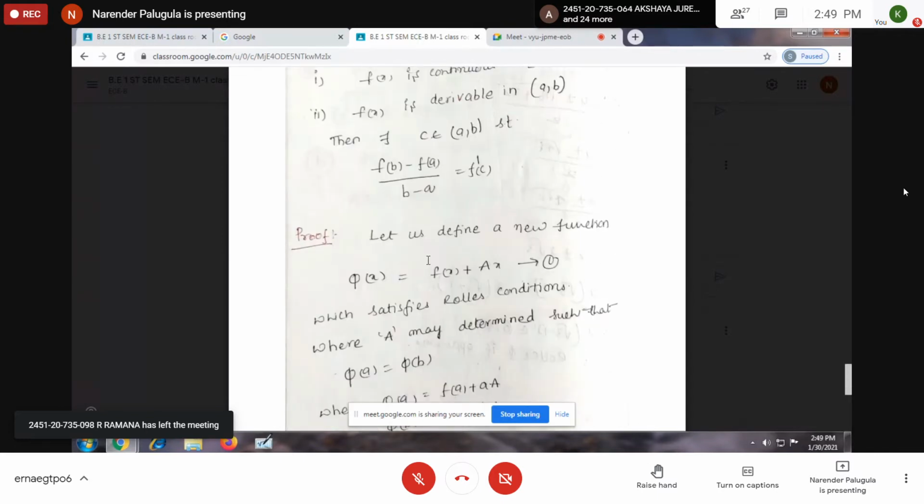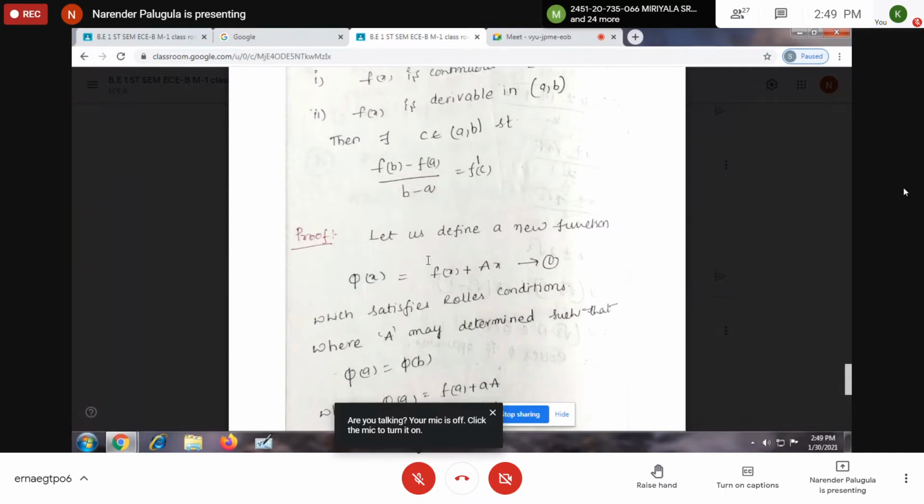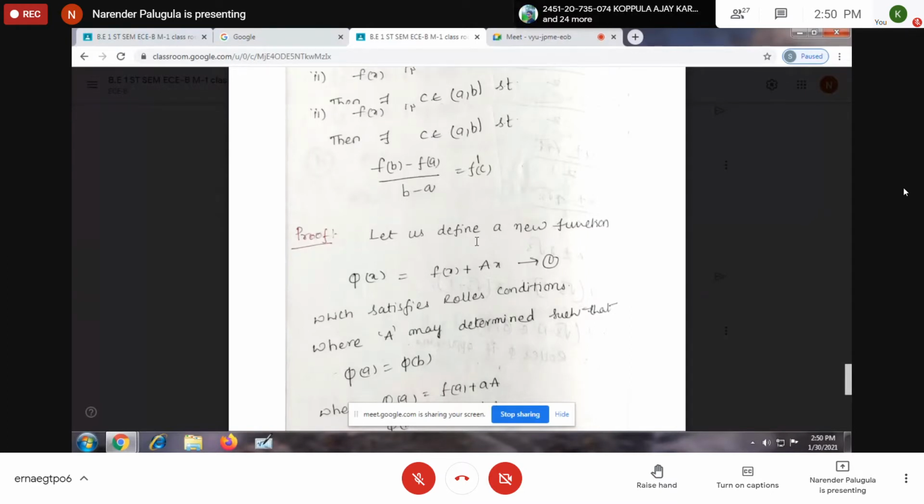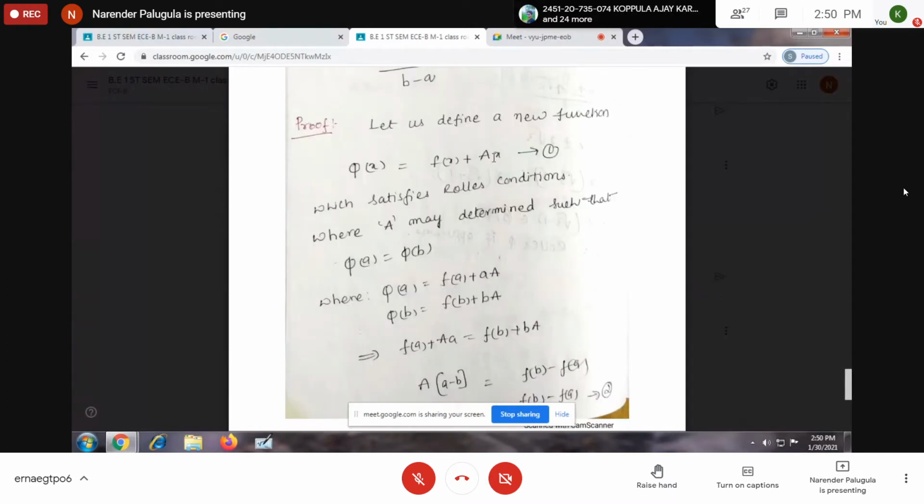f dash c, the slope of the tangent, is equal to the slope of the chord joining a and b, which is f of b minus f of a by b minus a. So the proof is given clearly here in my work.